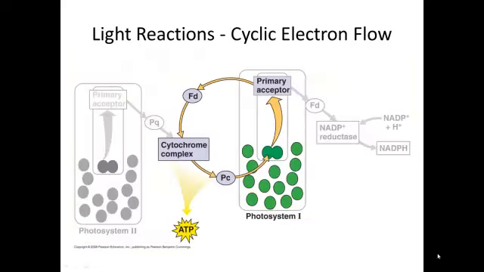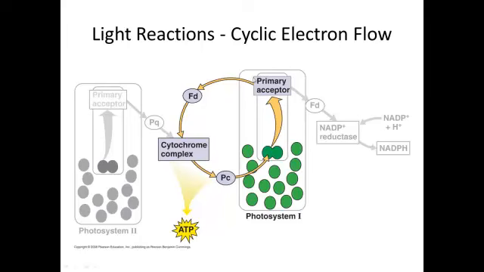That was the linear flow of electrons, or the flow of electrons one way through photosystem 2 to NADP plus reductase. Sometimes the plant doesn't need NADPH for anything, but it needs ATP to run its anabolic reactions. Then it uses a cyclic electron flow.